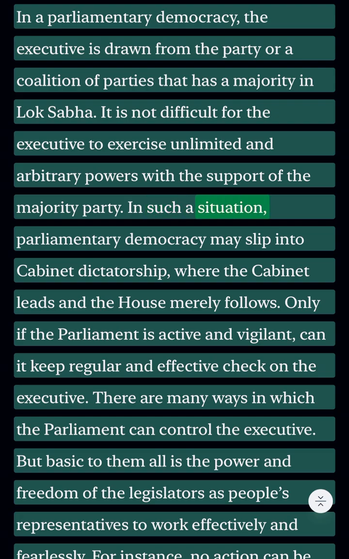In such a situation, parliamentary democracy may slip into cabinet dictatorship, where the cabinet leads and the House merely follows. Only if the Parliament is active and vigilant can it keep regular and effective check on the executive. There are many ways in which the Parliament can control the executive, but basic to them all is the power and freedom of the legislators as people's representatives to work effectively and fearlessly.